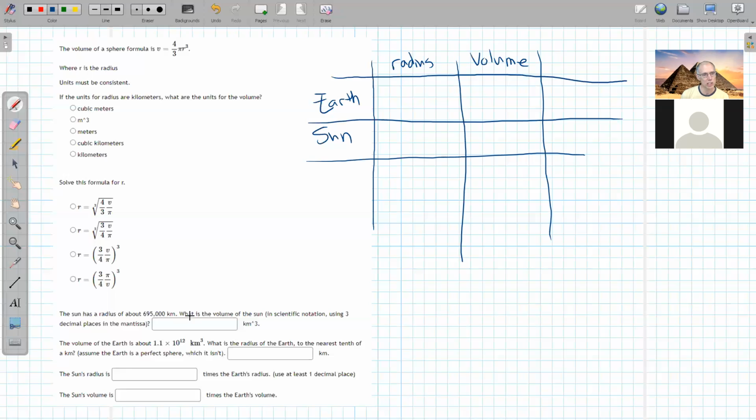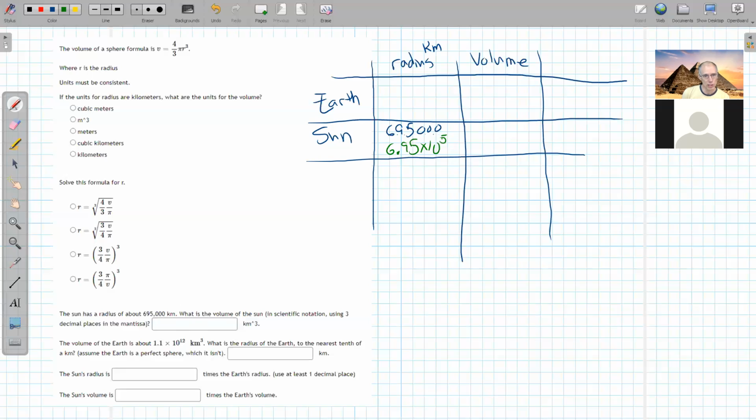The Sun has a radius of about 695,000 kilometers. We're asked to find the volume and put it in scientific notation. Just for fun, I'm going to write that number first. Make a note here, radius is in kilometers, and for the Sun it's 695,000. In scientific notation, that would be 6.95 times 10 to the power 1, 2, 3, 4, 5.